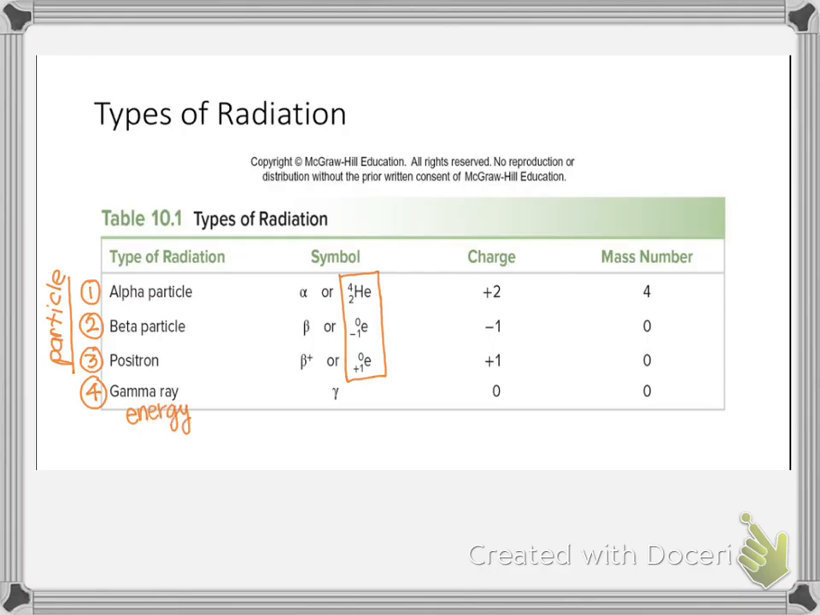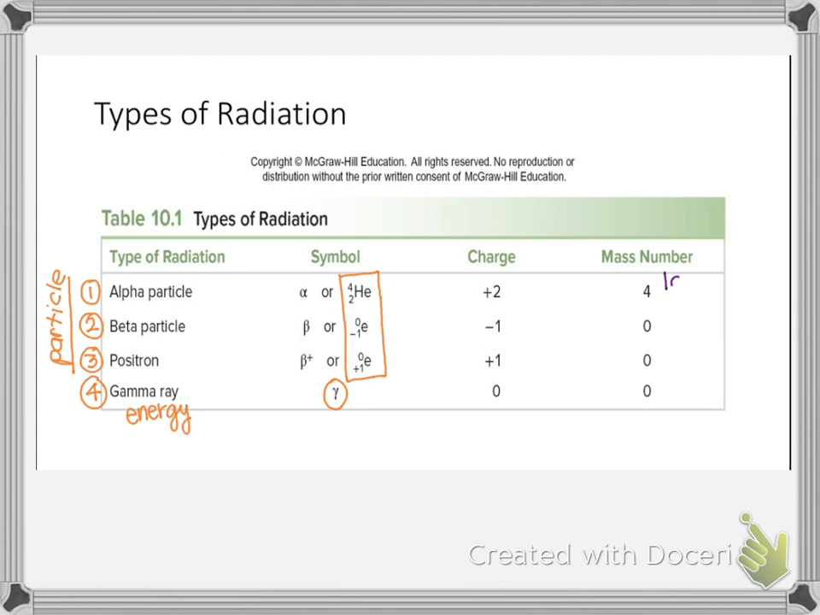So it's not a particle, and so you notice here they use the Greek letter, the lowercase gamma, and it doesn't have any numbers because the numbers would all be 0 because it's just energy, it's not a particle. Now just a few tidbits about each of the types of radiation.